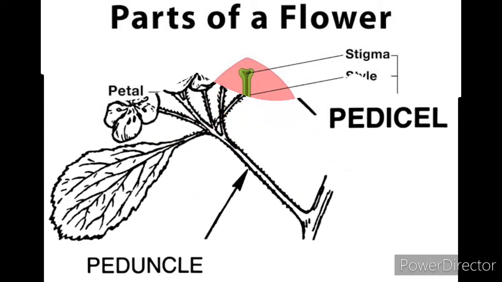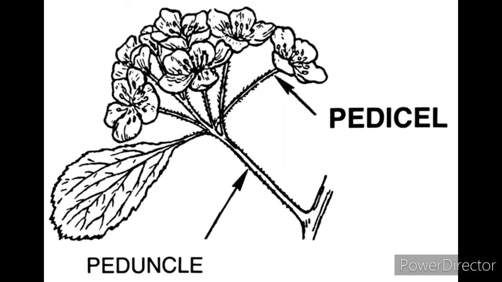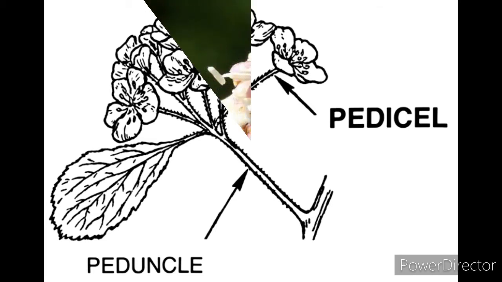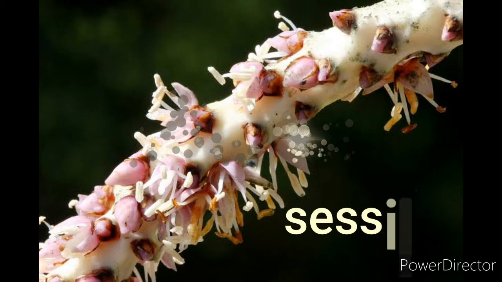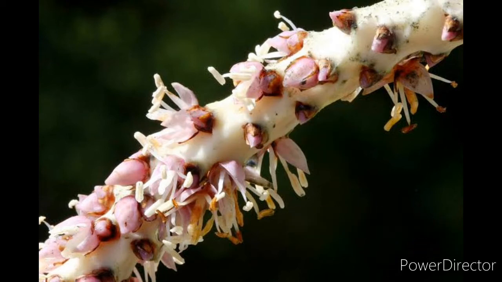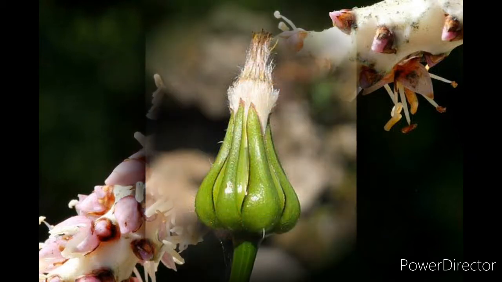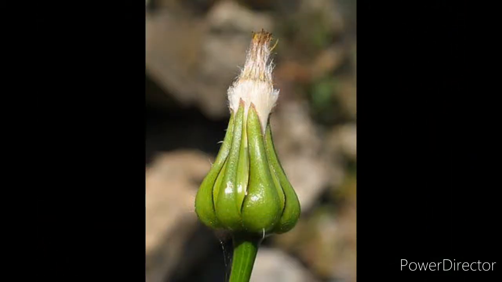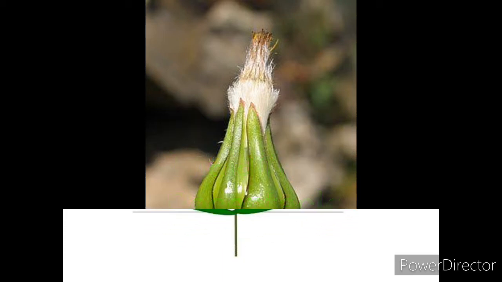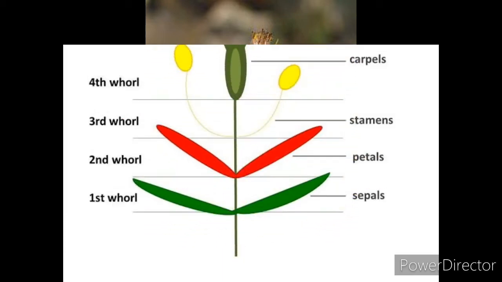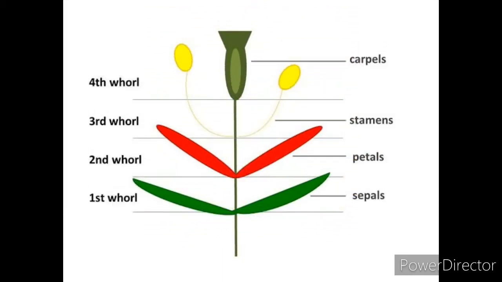There is a pedicel, or the stalk, which supports the flower. Some flowers may be without a pedicel, and such flowers are called sessile flowers. The tip of the stalk may also be enlarged to form a cup-shaped structure called the receptacle or thalamus. The floral parts are borne on the thalamus in 4 whorls.